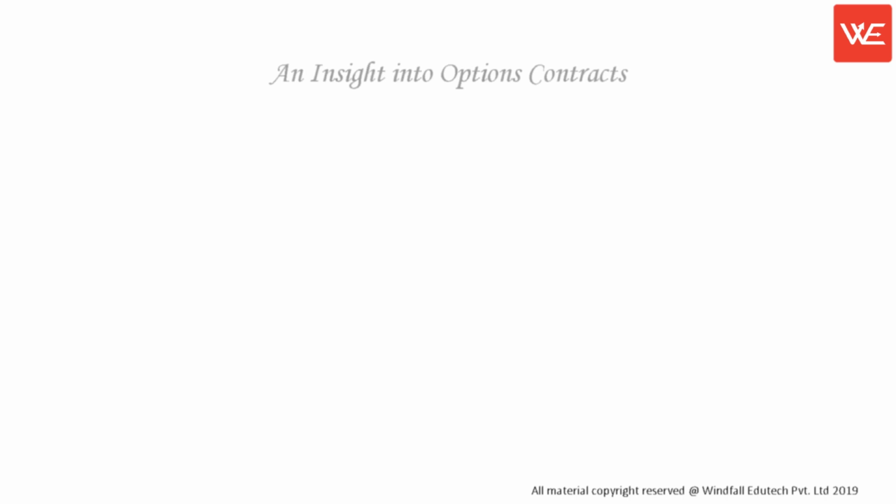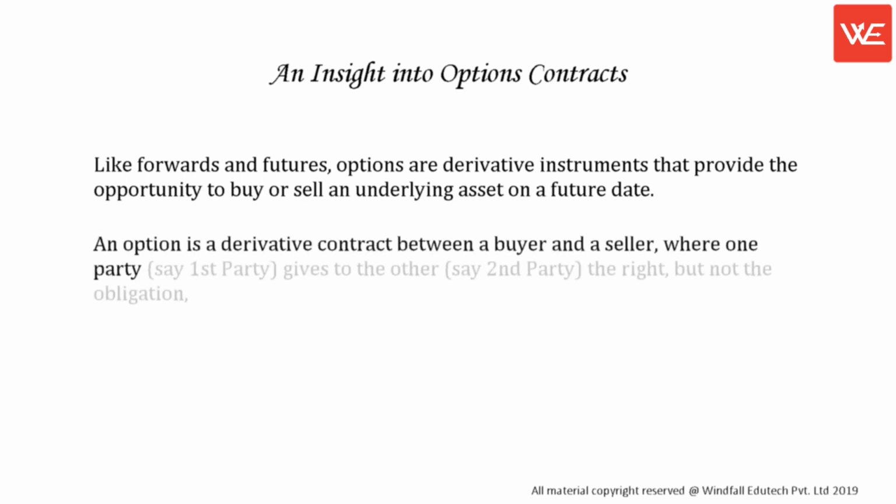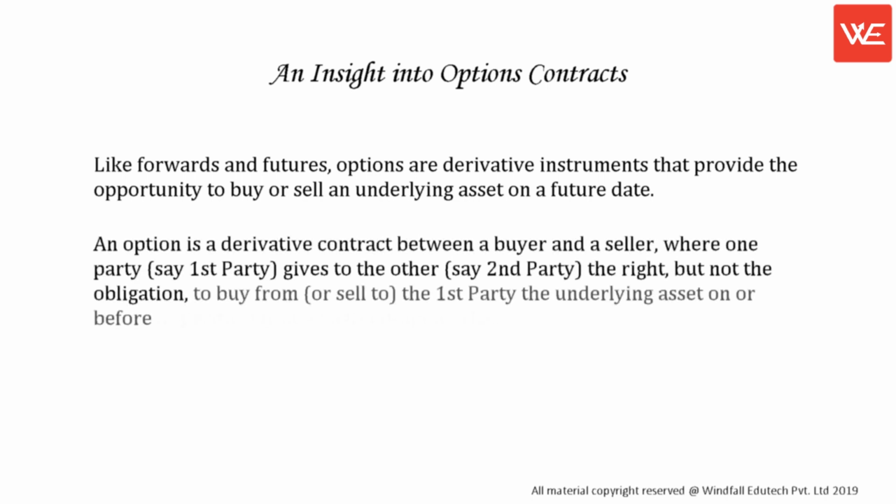An insight into options contracts. Like forwards and futures, options are derivative instruments that provide the opportunity to buy or sell an underlying asset on a future date. An option is a derivative contract between a buyer and a seller, where one party, say first party, gives to the other, say second party, the right, but not the obligation, to buy from or sell to the first party the underlying asset on or before a specific day at an agreed-upon price.